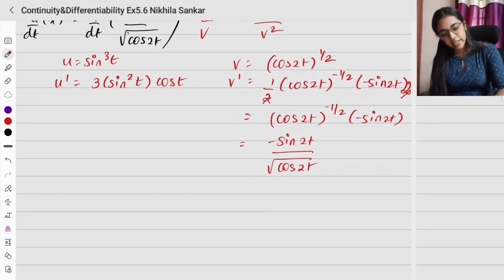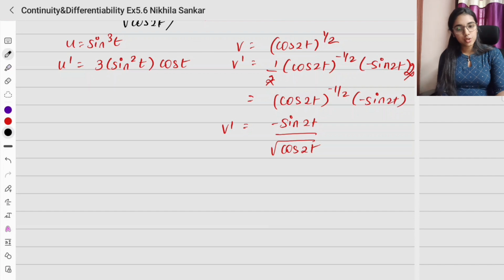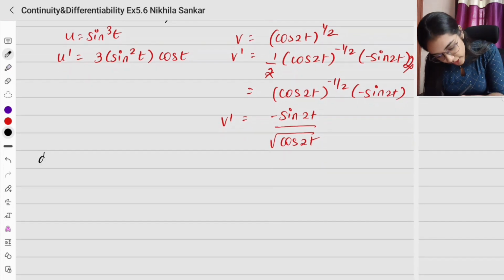Okay, so this is my v dash. Now I substitute in the formula. Now v, u dash, you have to further substitute it in the formula. So what will I have?